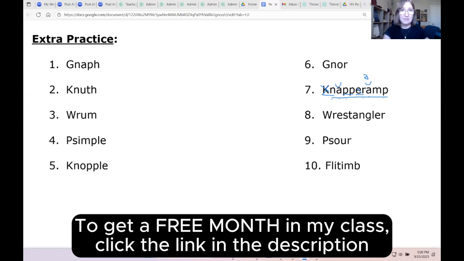Hospital. That I in the middle says I. Practical. So all of these are 3 syllables or longer. If that I is in the middle syllable, it gets to say I. But if it's just in the middle of a word, it doesn't, if it's a 1 or 2 syllable word. Hopefully that helps. Okay, my friends.